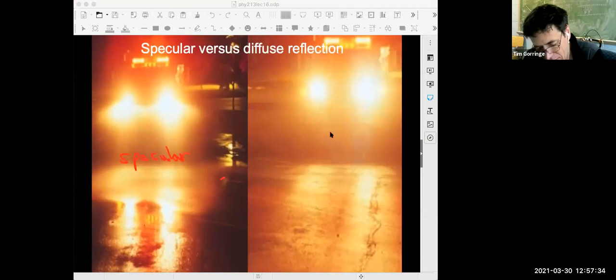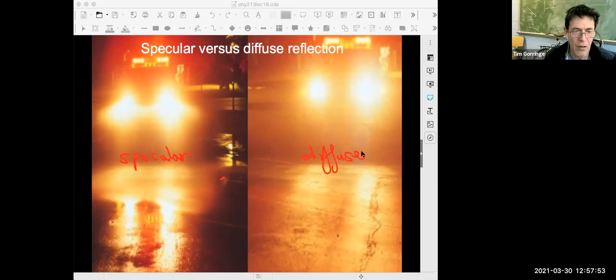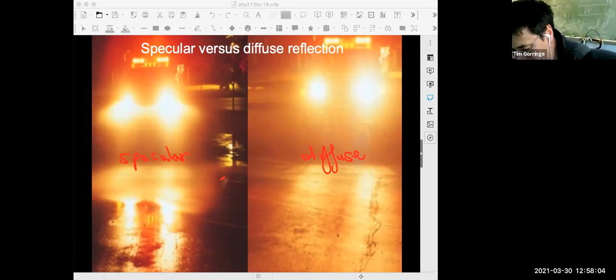On the other hand, on a dry road surface, the light is reflected off the road surface again. You see the color of the light in the road surface, but it's reflected in many directions. So this is diffuse reflection. And so that's an example of the difference between the two. The difference between reflection off a wet road surface and a dry road surface is roughly the difference between specular and diffuse reflection.